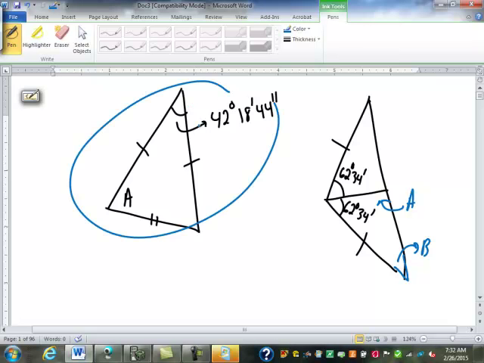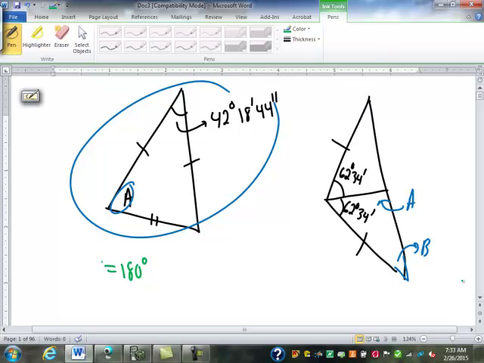So we'll start off today. I want to look at this one. Find the missing angle A here for me quick. So what do we know about this one? Okay, that's one thing we know, that in any triangle, the angles have to add up to 180 degrees.